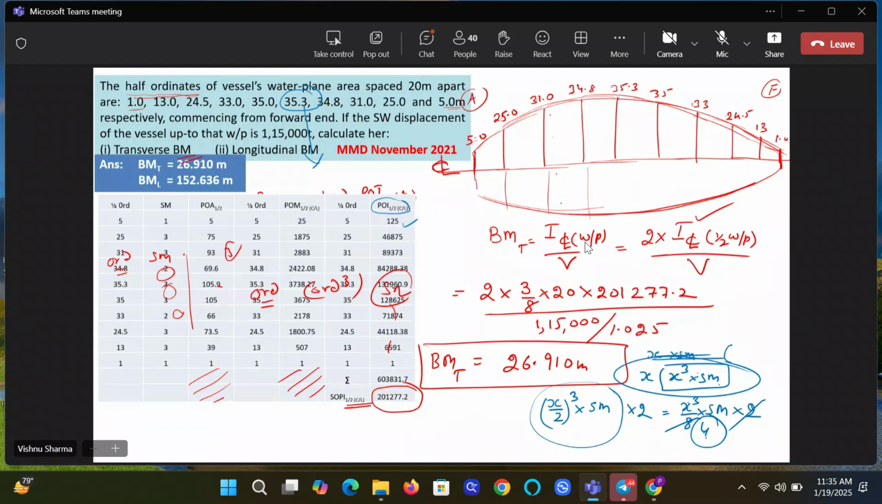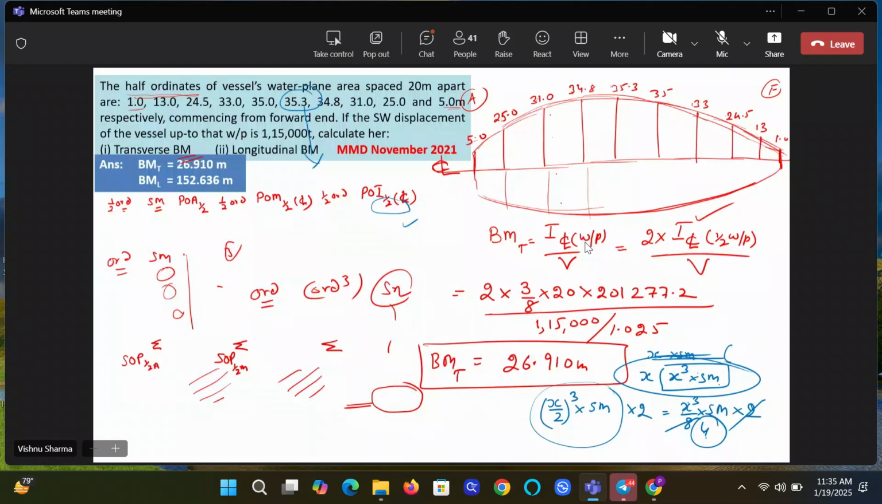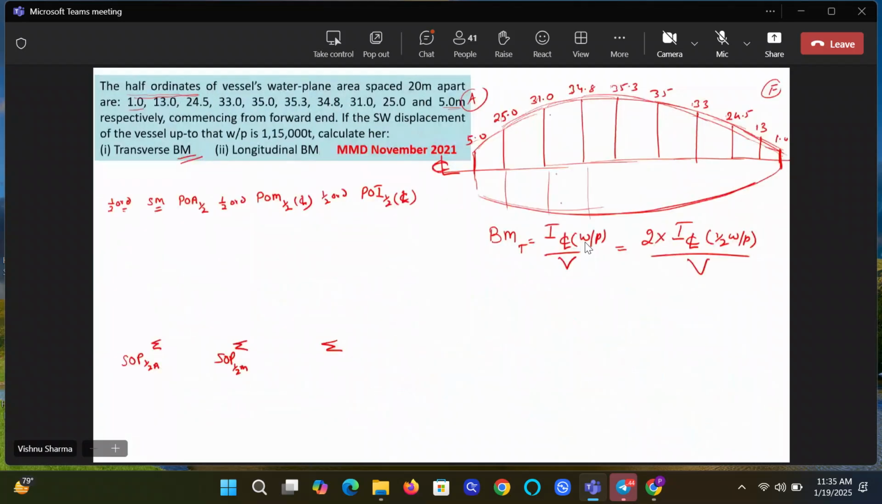For a normal ship-shaped vessel, the BML is about 130 to 140% of the length of the ship. Here the length of the ship is 180. If I add even 30% to it, another 54 meters gets added. So BML should be nothing less than 230, 240 meters. But BML will come less because the vessel's length and breadth are not proportionate. That is the reason. Okay, no problem.